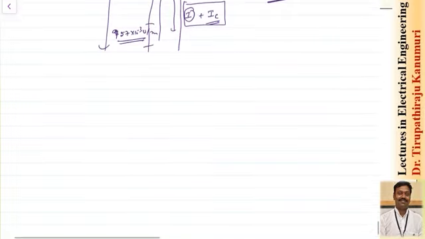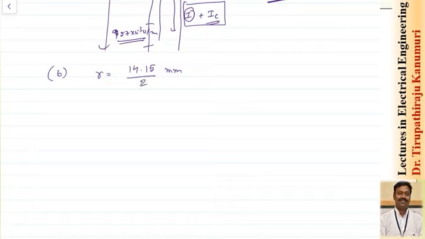So, let us see the second case, the electrostatic effect. The diameter is given as 14.15 mm, so the radius will be 14.15 divided by 2. This becomes equal to 7.075 into 10 to the power of minus 3 meters, because I am representing everything in terms of meters.